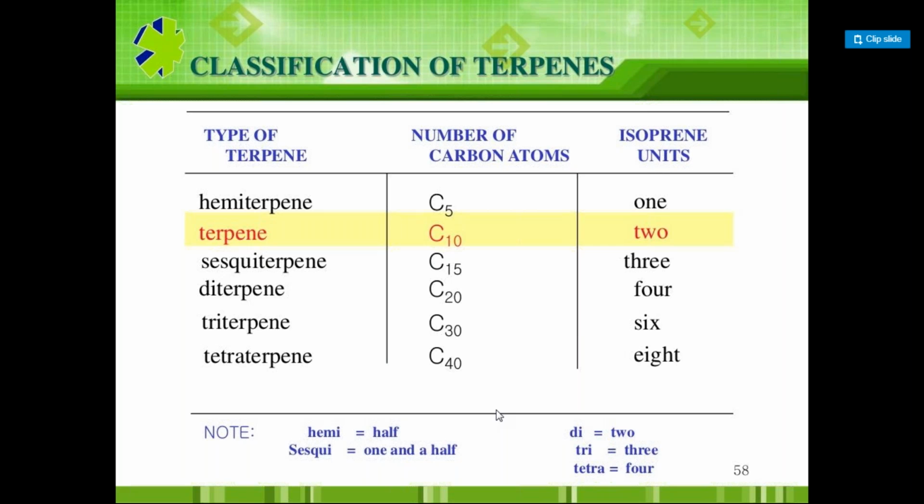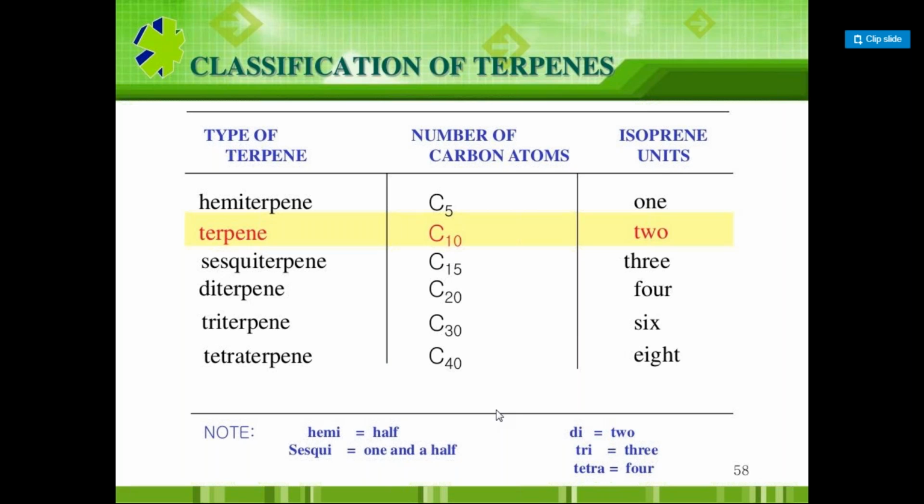Fast, who can answer this? C5H8 taken 3 times means what is its molecular formula? C15H24. So what is it called? Sesquiterpene. Very good. Next, if it has C5H8 taken 4 times: diterpene. Very good, Shashank. And how many carbon atoms does diterpene have? C20, H32. C20H32. Good.